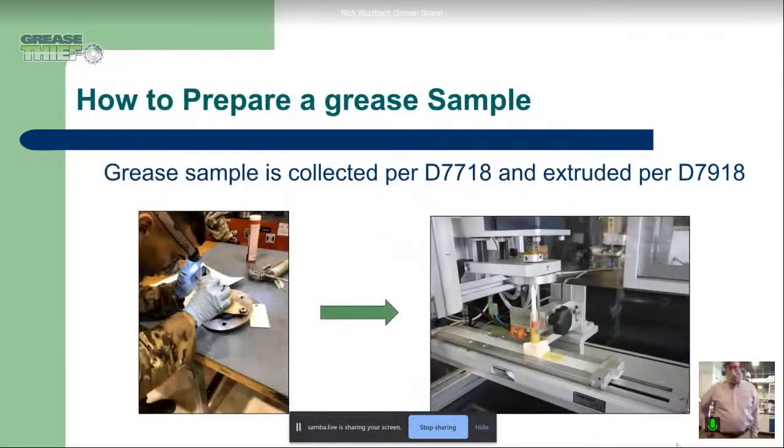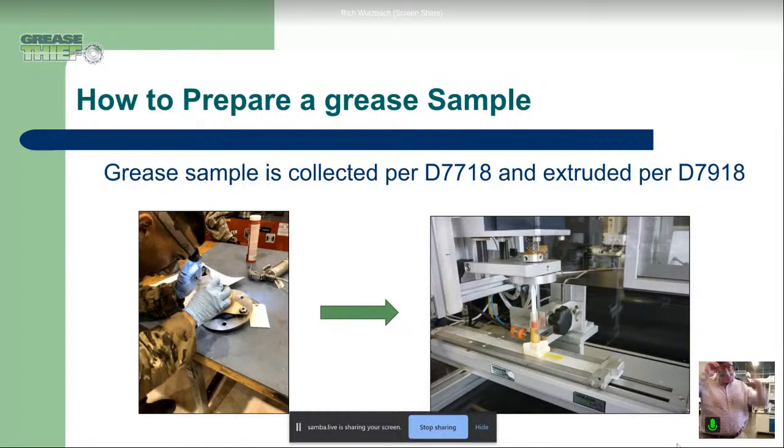So how do we get to this point? Well, first off, we've got to get a good sample. And that really underlies everything we do about analysis, but especially with greases. And so the grease sample is collected per some guidance that we have in the ASTM standard ASTM D7718. And then the grease can be extruded per the die extrusion method outlined in D7918, and you see that on the right. So on the left, we have a picture of a soldier taking a grease sample.